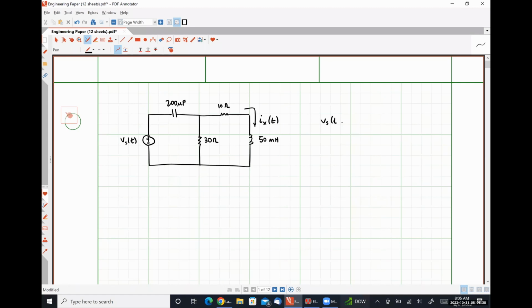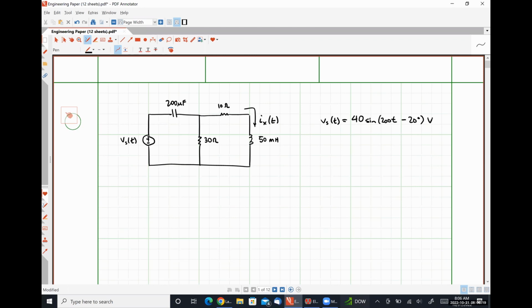when our source voltage Vs of t is supplying 40 sine 200t minus 20 degrees volts. So I sincerely hope that I have convinced you all, with the terrible amount of trig identities and stuff that we had to deal with on Friday, that you would never actually try to work this problem in the time domain. Instead, we will convert it into the frequency domain and then use our regular DC circuit analysis techniques in order to do the math.